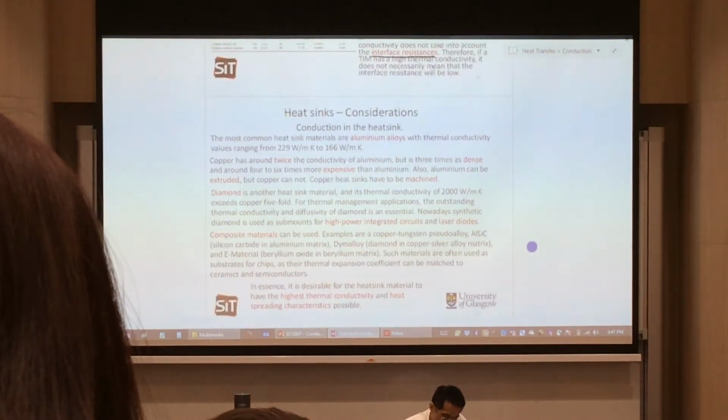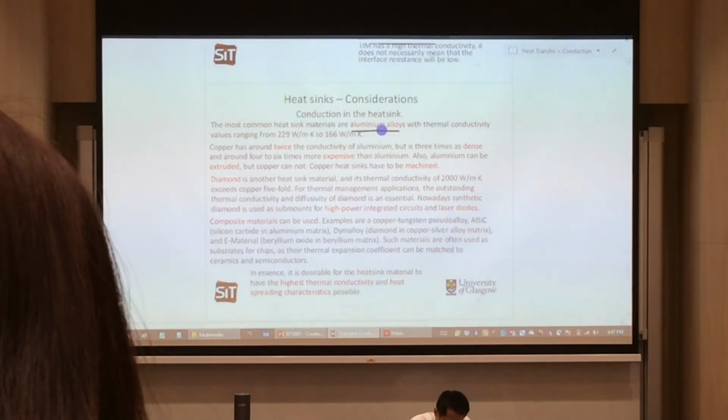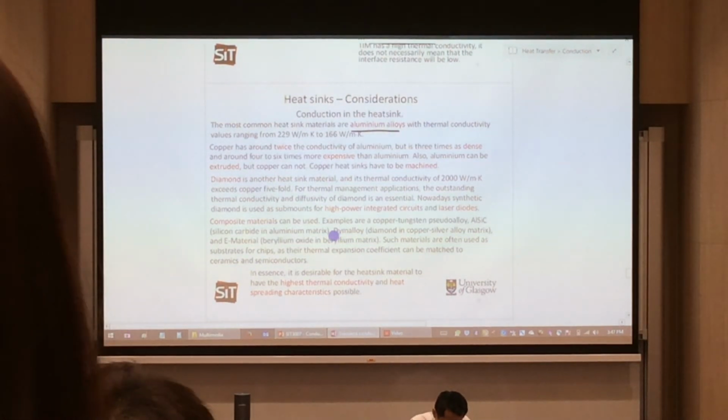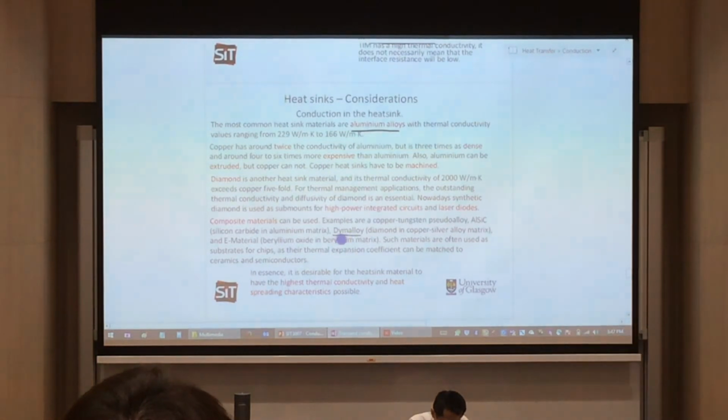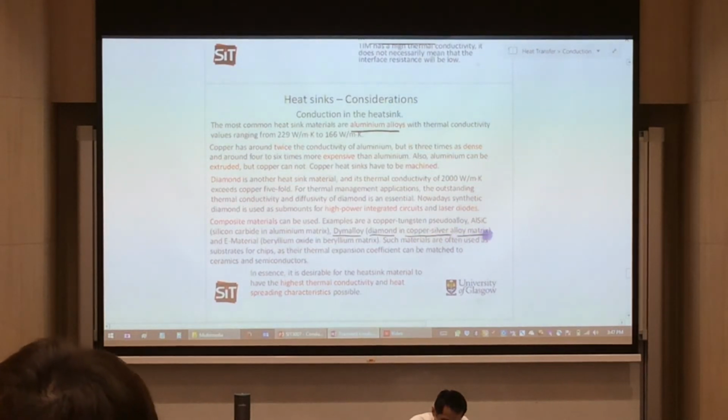Now heat sinks, there are different kinds of materials. Mostly you could see they are aluminum alloys. You get more exotic ones, for example, Dymalloy. Dymalloy is diamond in copper silver alloy matrix.